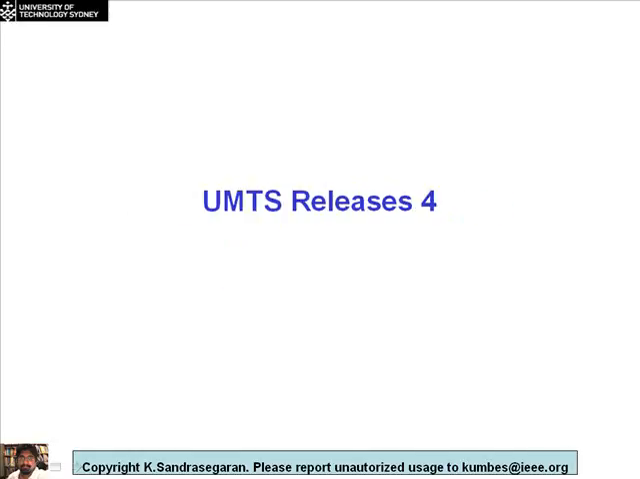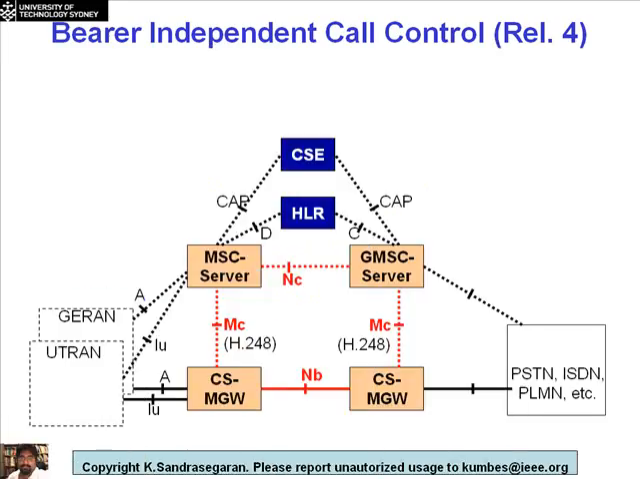We've been talking about release 99, which is also called release 3. The next release is release 4. So what's going to happen in release 4? Essentially, one of the things that's going to change in release 4 is that the MSC is going to be replaced by something called an MSC server or MSS. Okay, and so you're going to have something called an MSC server and a GMSC server or a GMS, and then your media gateway.